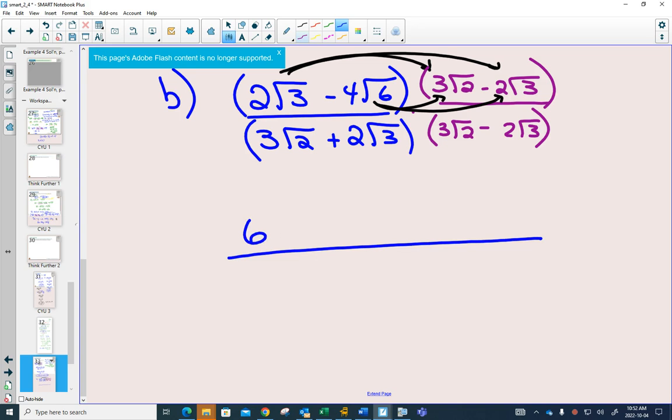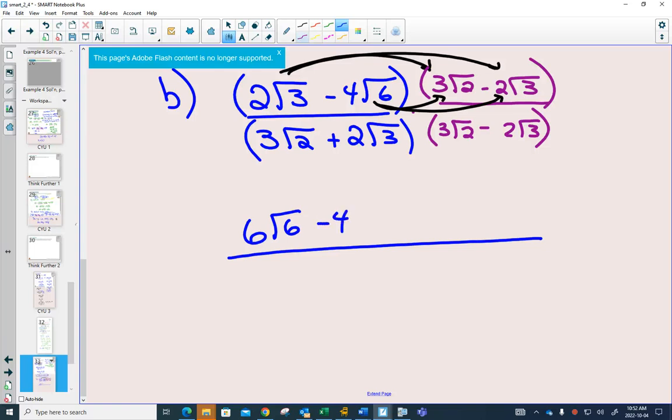Two times 3, 6. I have color issues. I need it to be in blue. 2 times 3 is 6. Then 3 times 2 would be 6 as well. So I have 6 root 6. Then the last ones. 2 times a negative 2, negative 4.